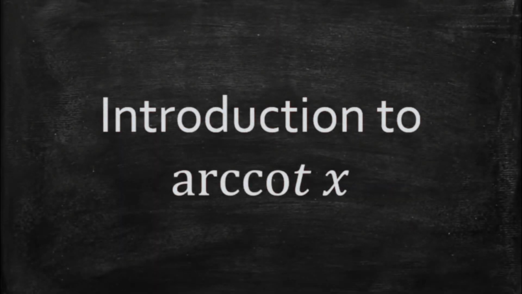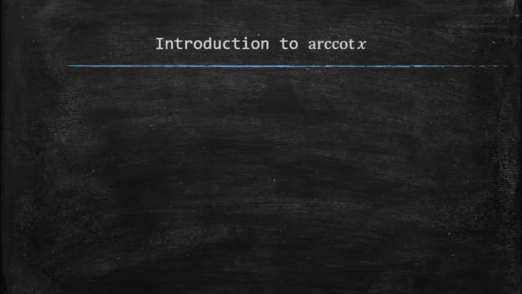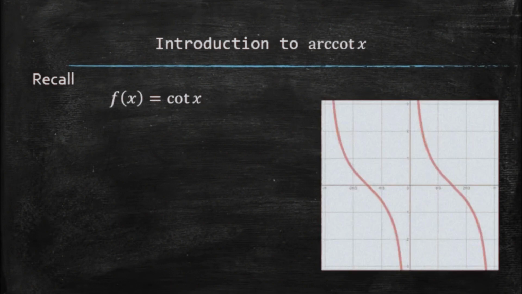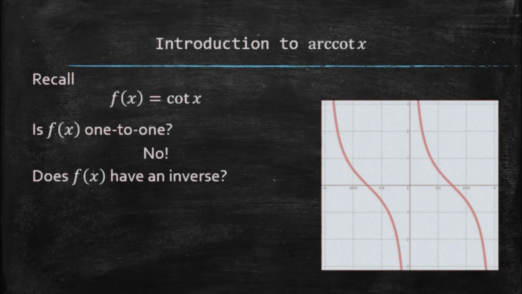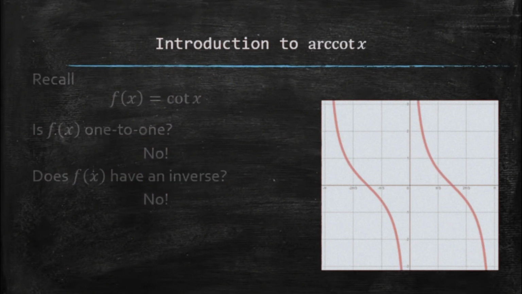Next, we will introduce a new function called the arccotangent. Let's recall the cotangent of x function and its graph, and let's answer the following questions. Is this function 1-to-1? The answer is no, because it doesn't pass the horizontal line test. Does this function have an inverse? The answer is also no, because only 1-to-1 functions have inverses.